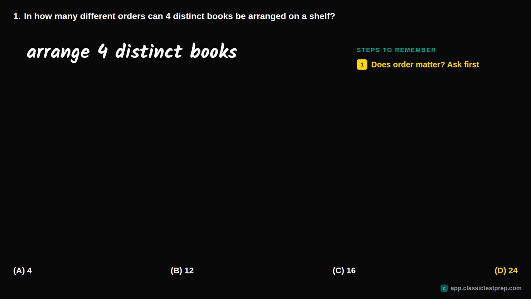Counting problems for the ACT. Question 1. In how many different orders can 4 distinct books be arranged on a shelf?